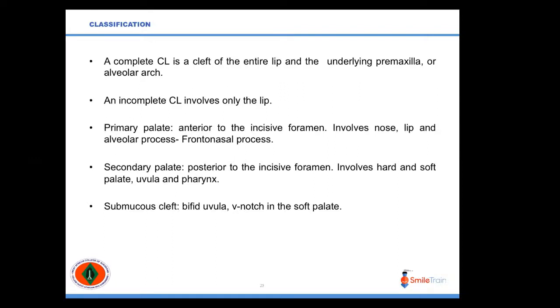An incomplete cleft lip involves only the lip. The primary palate is anterior to the incisive foramen and involves the nose, the lip, and the alveolar process, which are structures that develop from the frontonasal process. The secondary palate, as we've been saying, is posterior to the incisive foramen and involves both the hard and soft palate, the uvula and the pharynx. We have the submucous cleft, which can be the bifid uvula, the V-notch in the soft palate.